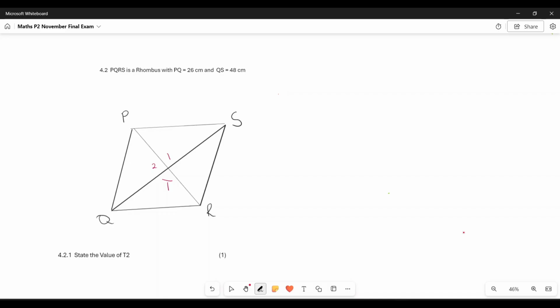I know that the diagonals of my rhombus intersect one another at 90 degrees. So these angles right over here are going to be 90 degrees. What else do I know? I know that my diagonals bisect my angles. Basically, this angle here is going to be equal to that angle. Right? So same applies with the other angles.